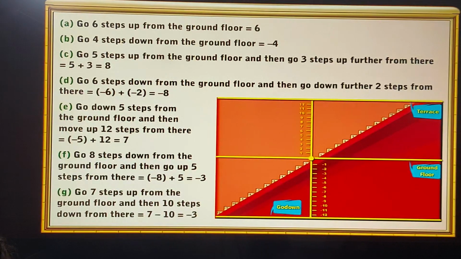Go 7 steps up from the ground floor and then 10 steps down from there. We get 7 minus 10 is equal to minus 3.